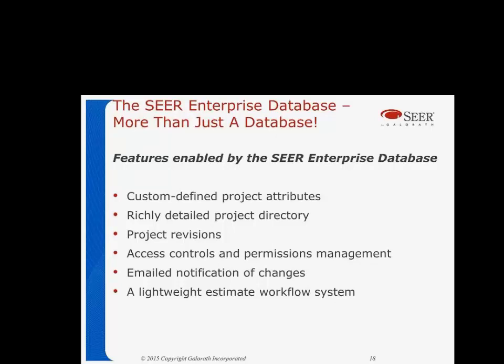Custom-defined project attributes, a very rich project directory way beyond what file system can provide you, product revisions that let you see the history of revisions, the change descriptions, look at revisions, pull revisions over time to see what happened when, access controls and permissions management that give you potentially very fine-grained control over who owns, who's permitted to modify and view a project, email notification of changes that is not just a simple notification but can be as flexible as you need it to be, and then enabling this by previous features, a lightweight estimate workflow system, finally.